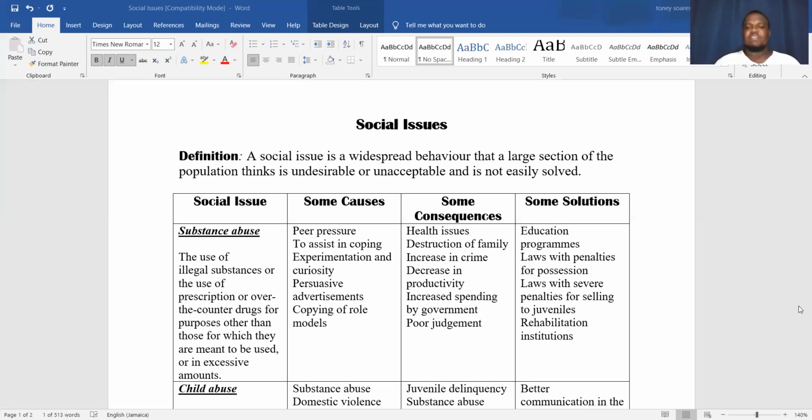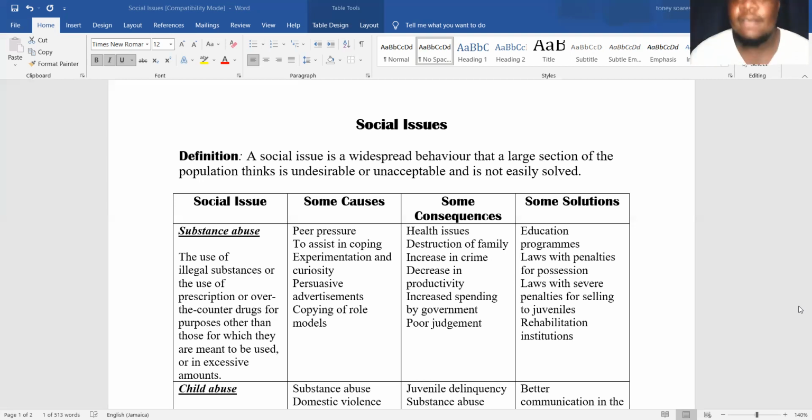There's also a decrease in productivity because some of these substances slow down the human body, right? People just want to sleep and lay down in a bed all day and not be their usual self. There's increased spending to support the habit, right? And it also causes some people to have poor judgment.